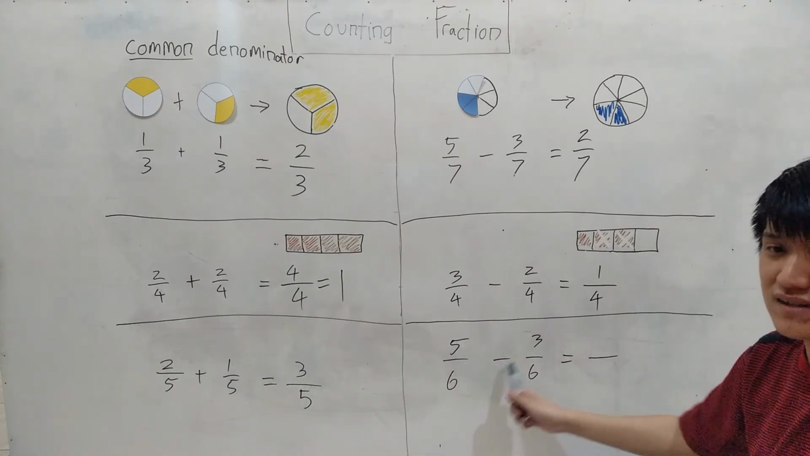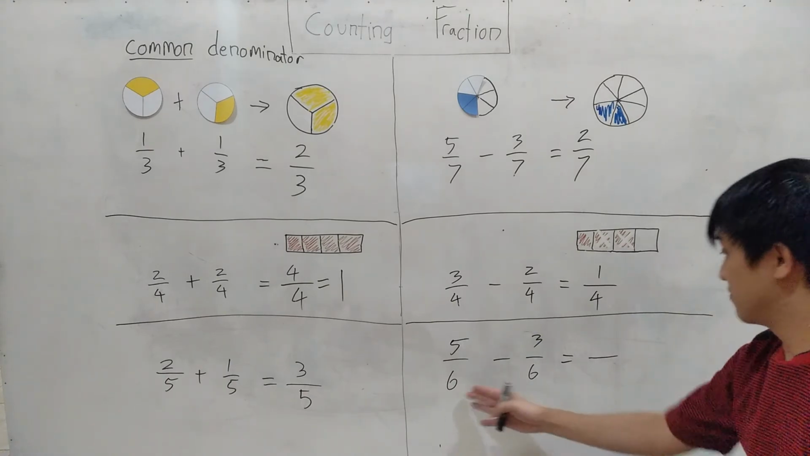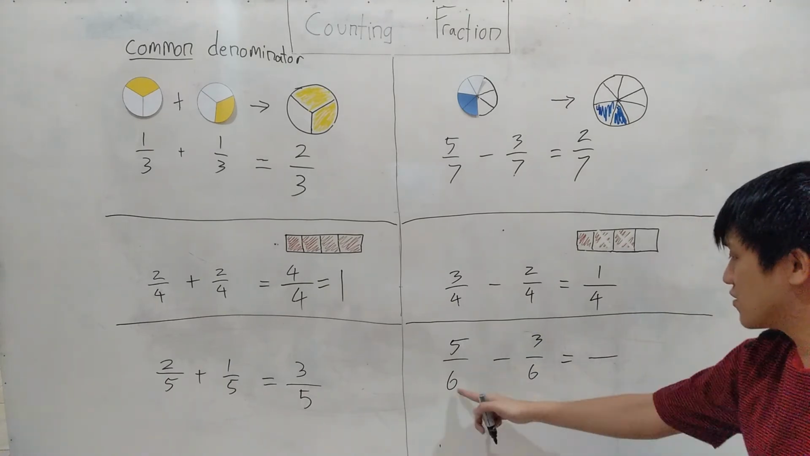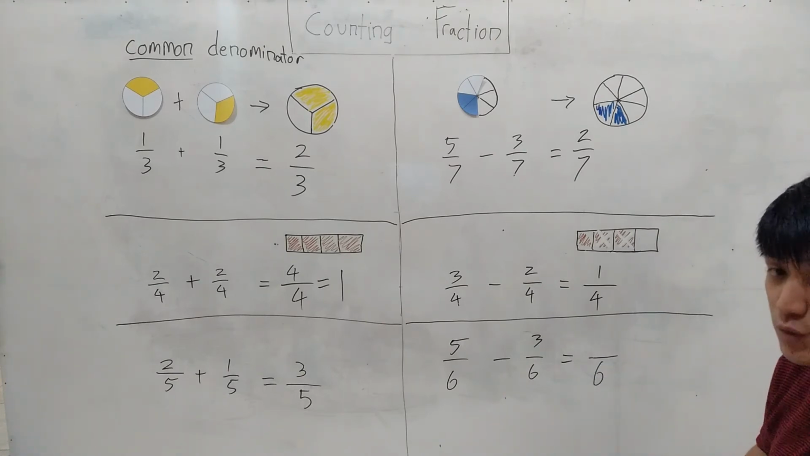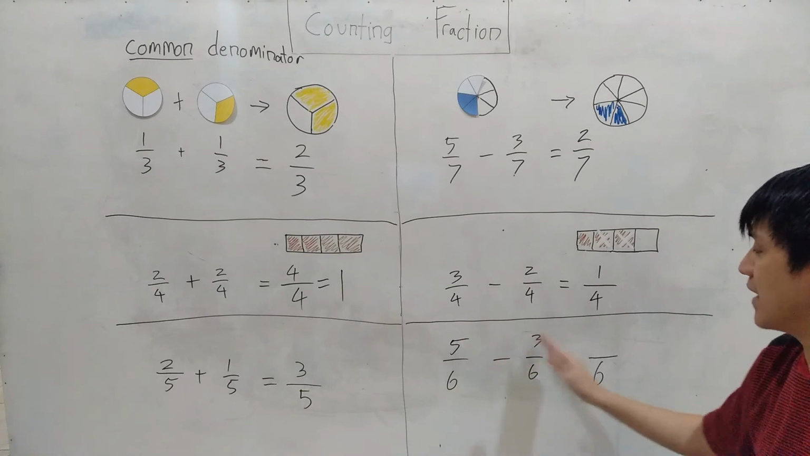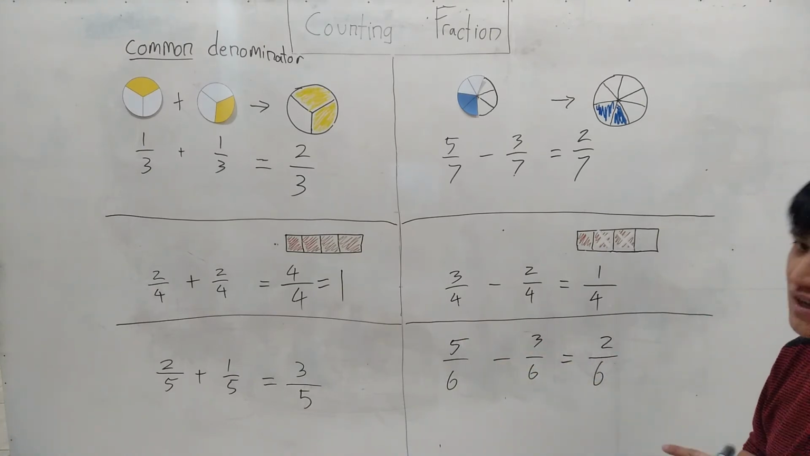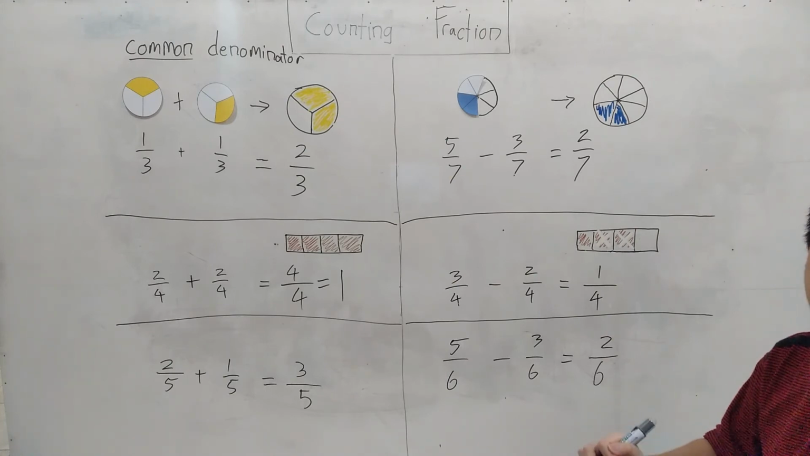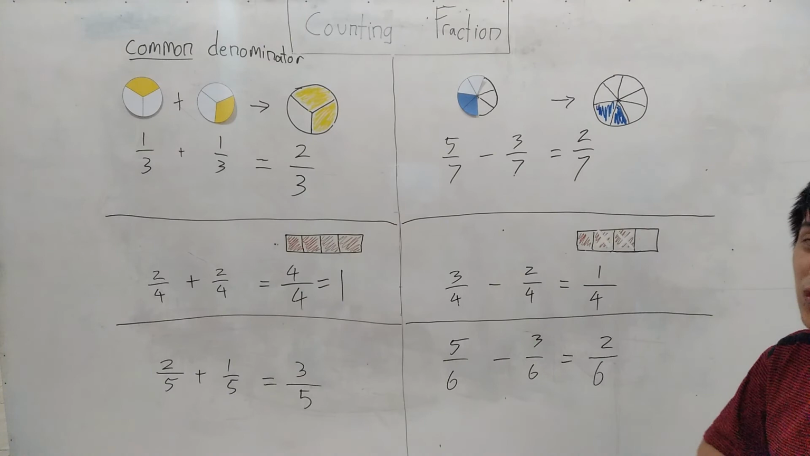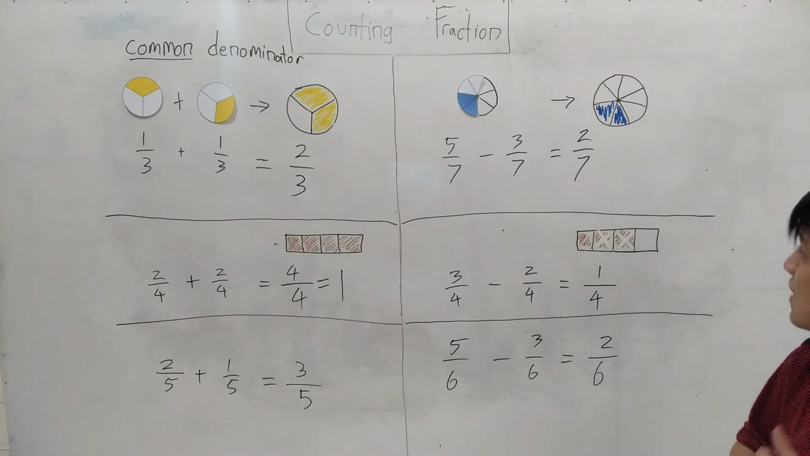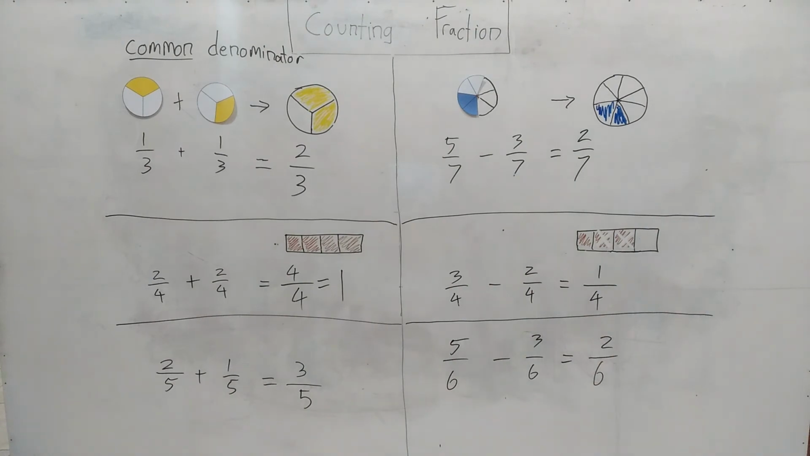5/6 minus 3/6. Do I have the same denominator? Seems the same to me. So the denominator stays 6. The numerator 5 minus 3 will be 2/6. Later on, you are going to learn how to simplify a fraction. This 2/6 is actually 1/3, but we are not going to go that far today. That's about addition and subtraction of fractions.